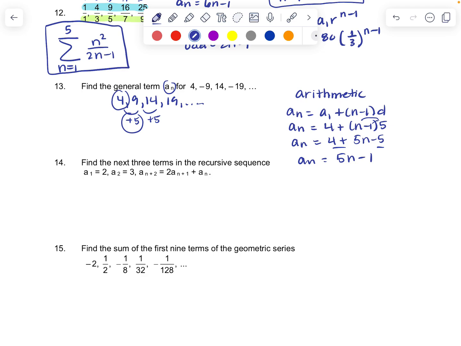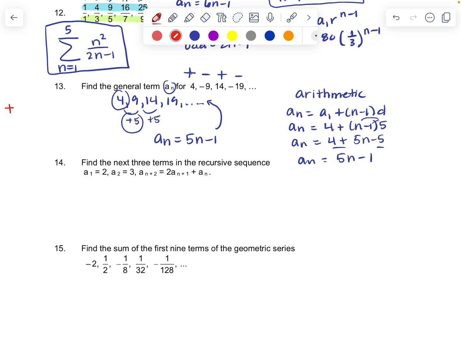Okay, so look, so far my formula looks like this. A sub n equals 5n minus 1. But sadly, it's not right because this formula spits out only positive numbers. I want the first number to be positive, the second to be negative, then positive and negative, and then keep on going. So look, memorize these two things.